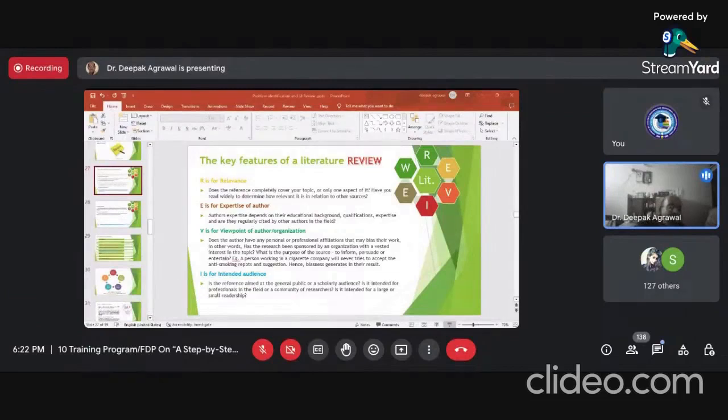I stands for intended audience. Again, we need to identify which type of audience. Is it for a common man? In case of a common man, just try to avoid using jargons. Don't try to use all technical words. The paper should be in very simple and understandable language.